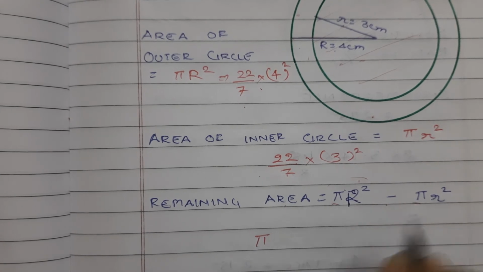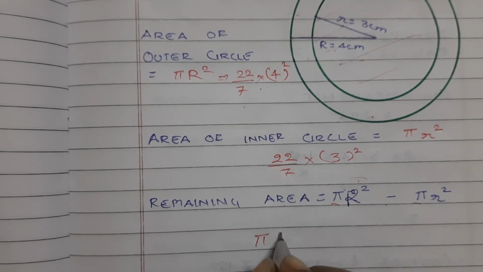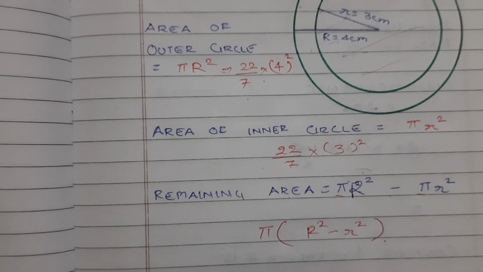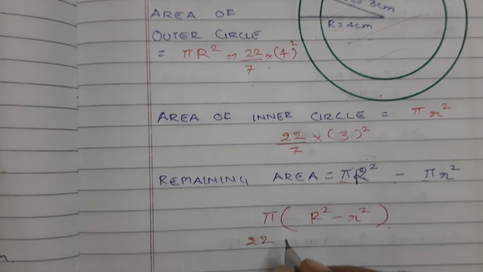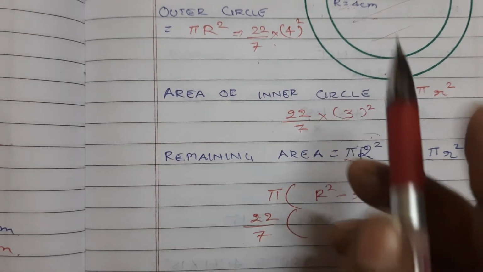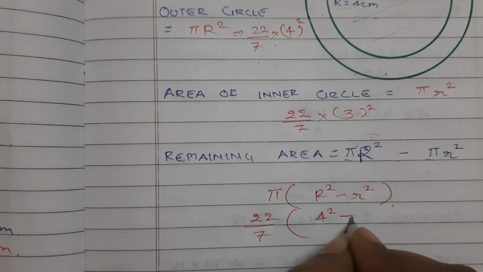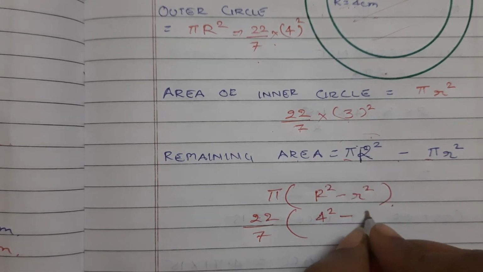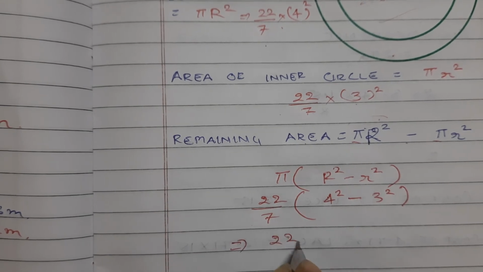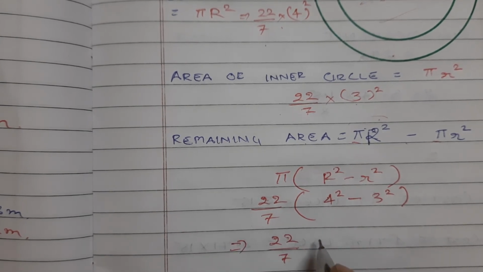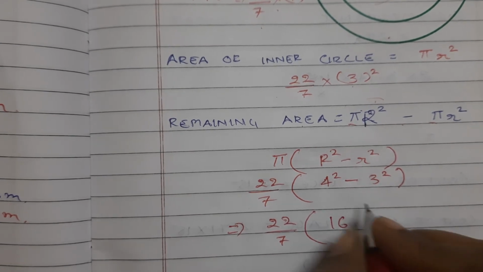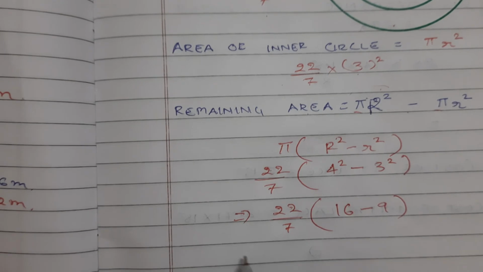you can see pi both side common, taking it out, R square minus smaller r square, putting the value 22 by 7. Now what is R square? That is 4 square minus 3 square. So this makes the calculation little simpler, as we don't have to multiply the pi value twice. So it is 16 minus 9.